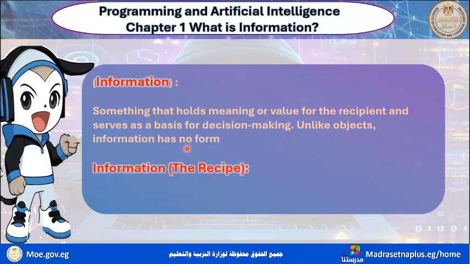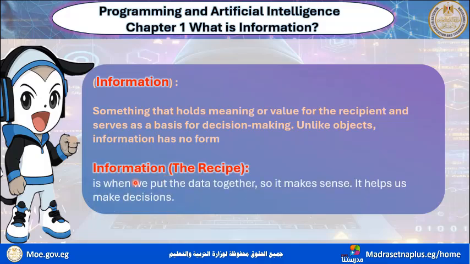Check here. We told you that data is ingredient, okay? Or data are the ingredients. Information is the recipe itself. So information is the recipe of your meal that you are trying to make. So information is when we put the data together so it makes sense. It helps us make decisions.